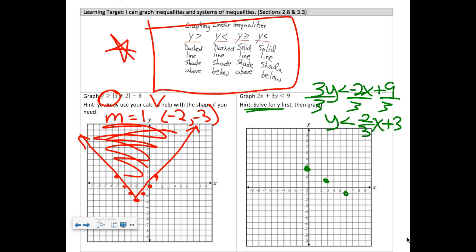This time, what kind of line are we going to have? Dashed. And this time, where are we going to shade? Below. Yep, we're going to shade below.